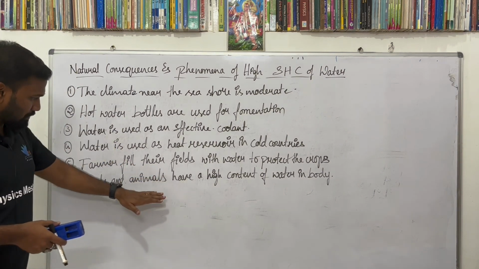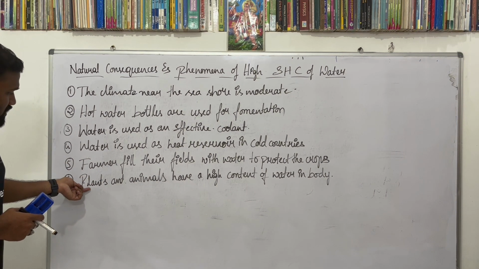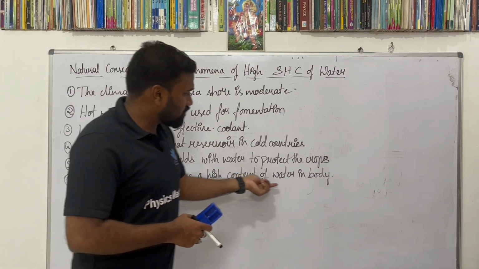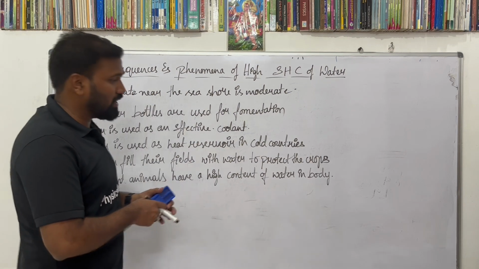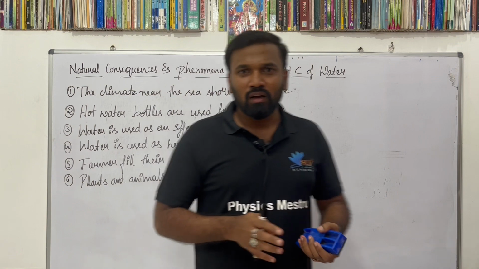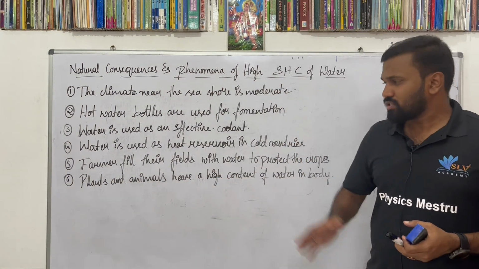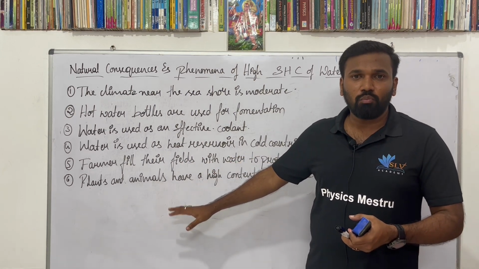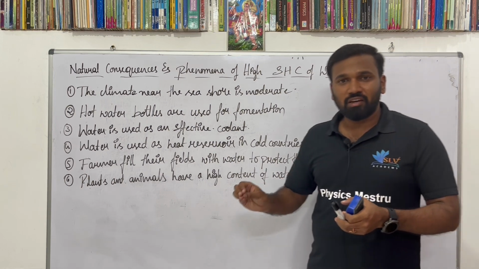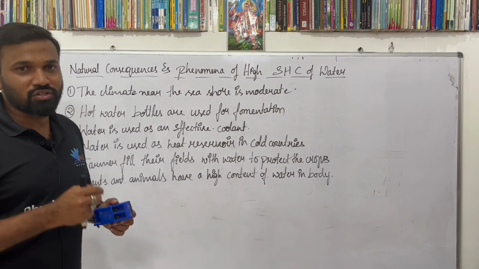Let us come from the last one. The last consequence that we have is that plants and animals have a high content of water in the body. Why do we need a high content of water? Inside our body there is blood and all the other chemicals, but most of the volume is covered by water. Nearly 70 to 80% of our body is water. What is the utilization of this?